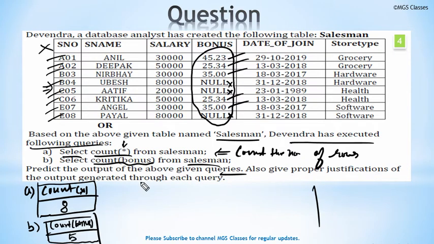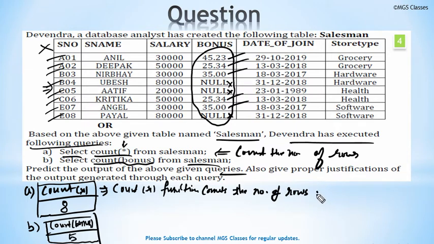Now we have predicted the output. We also need to give proper justification of the output. So how will we write the justification? Here you can write: count star function counts the number of rows of a table irrespective of the null values. It will also consider null values.